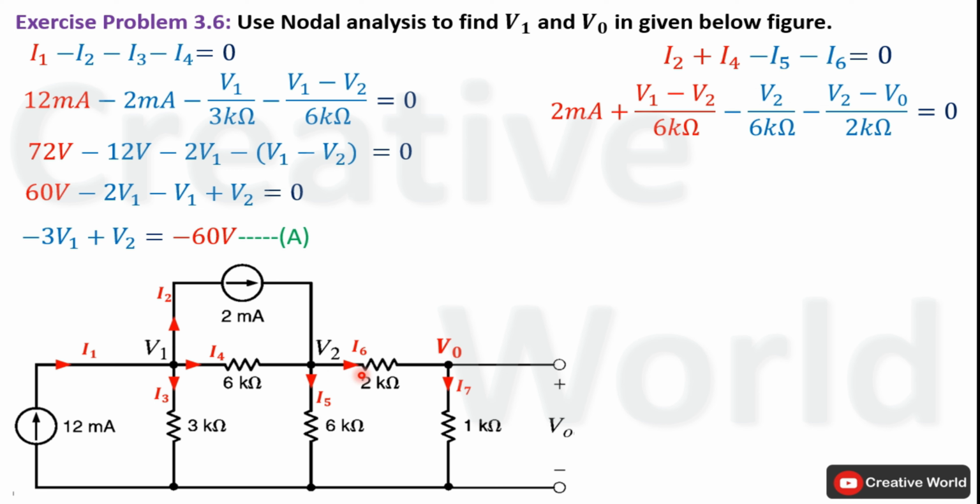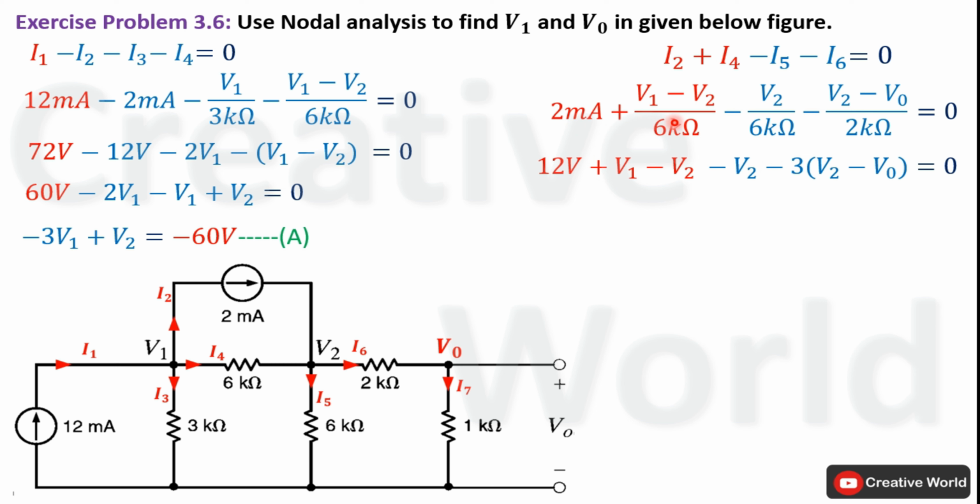Here again the direction of current is from V2 to V0, so we will consider V2 higher voltage than V0. That's why we have subtracted V0 from V2. In order to omit all denominator values, we will multiply this equation on both sides with 6 kilo ohm. Product of 6 kilo ohm and 2 milliampere will become 12 volt. Here product of 6 kilo ohm will cancel out with 6 kilo ohm in denominator.